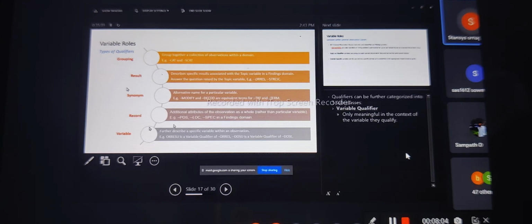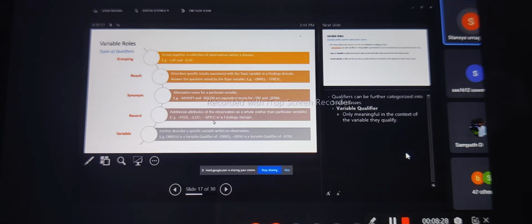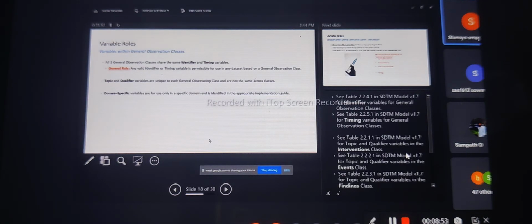Okay, so the record qualifiers are again position, location, and the particular spec. When we talk about position and location, some of the things are captured from the particular body anatomy location. So what is that location, and what is that position? That will also be captured. Those are all the record qualifiers. The variable qualifiers means if we have any variable that is qualified, for example, results and units: ORRES and then those units. Again, units come from the results. This is a general slide from SDTM, all these three classifications.